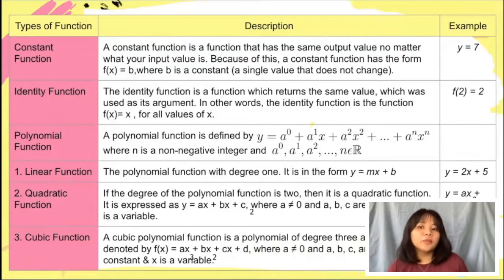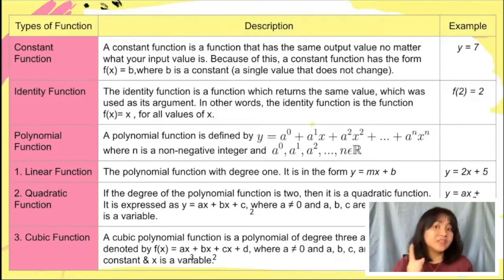Third one, polynomial function. So, a polynomial function is defined by that expression where n is a non-negative integer. Under polynomial functions, we have 3: linear, quadratic, and cubic. So, ano ba yung degree? The degree is the variable's exponent. With more than one variable sa isang term, the degree is the sum of the exponents ng variables mo. So, for example, we have 2x. Ang variable mo dun is x. The exponent of x is 1. So, the degree of your term, 2x, is 1.